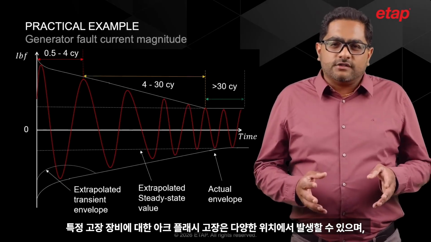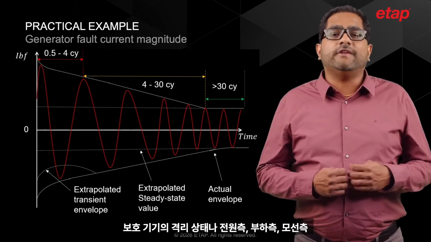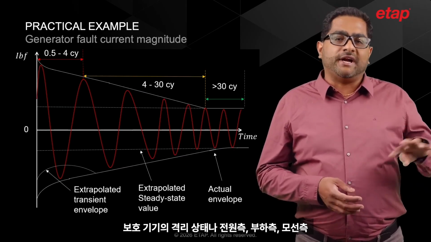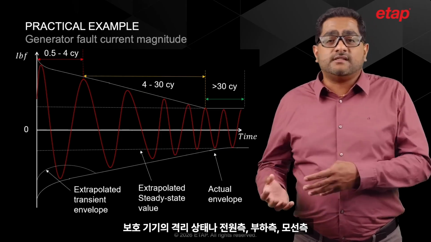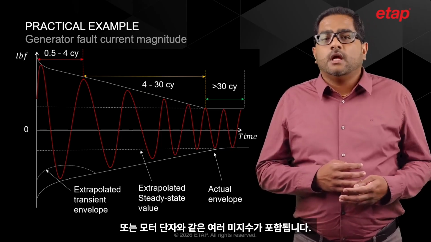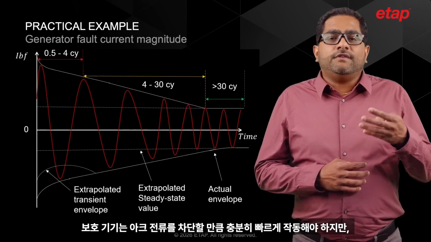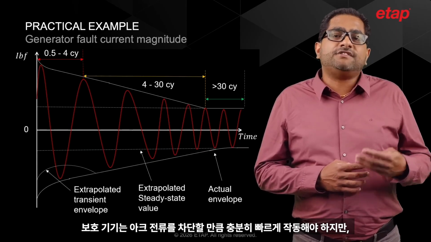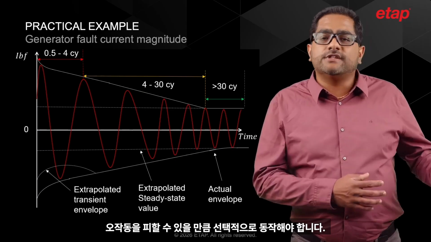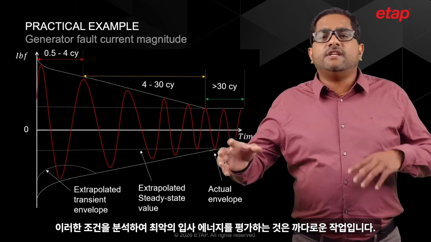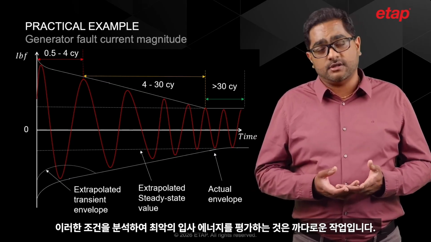Arc flash faults can happen in different locations for a given faulted equipment, involving several unknowns such as protective device isolation, the line side, load side, bus side, or motor terminals. That's where protection and coordination becomes critical. Protective devices must operate fast enough to clear arc currents, but selective enough to avoid nuisance trips. Analyzing these conditions to evaluate worst-case incident energy is a challenge.